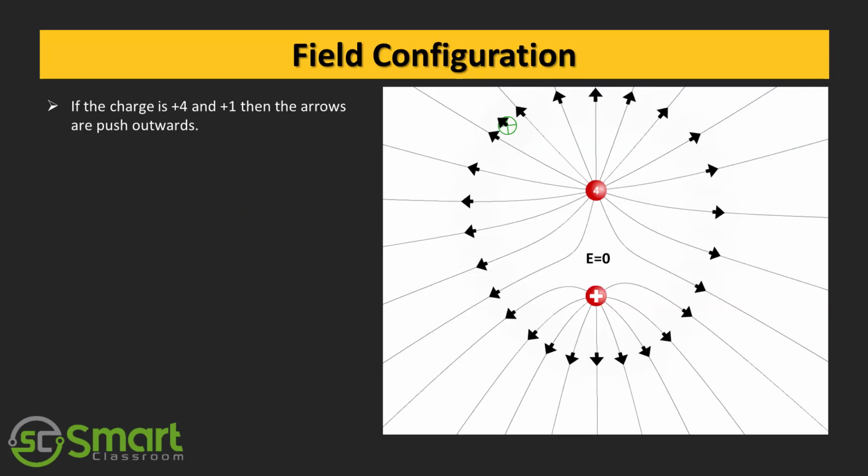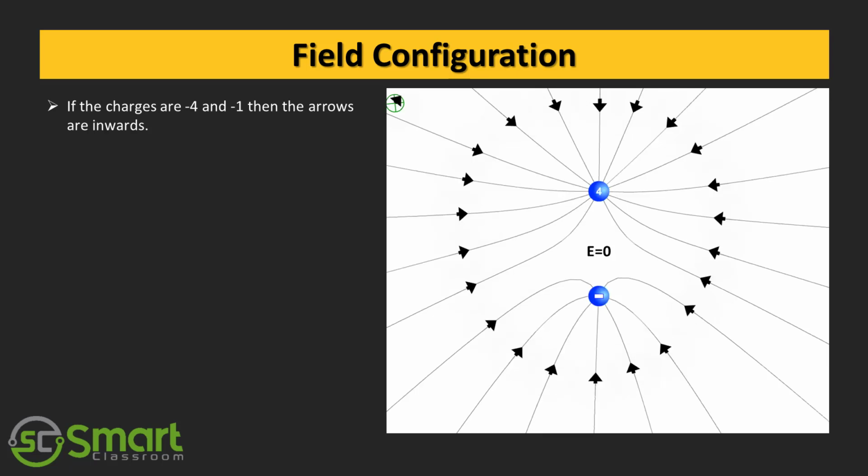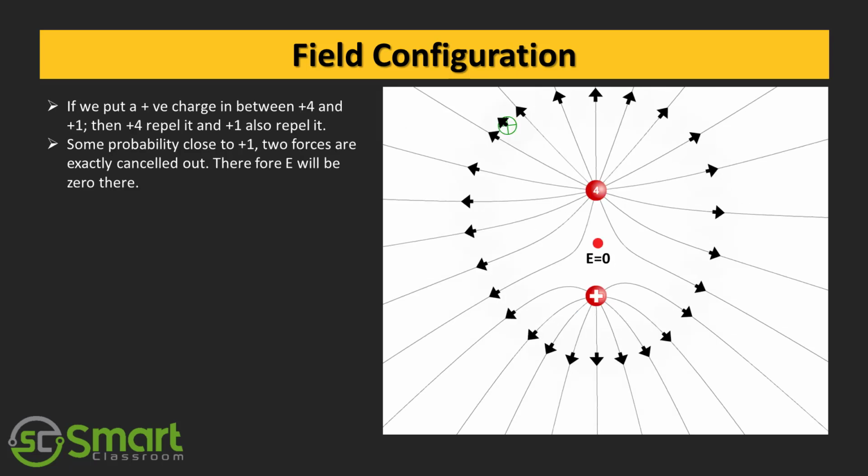Next topic, the field configuration of positive and negative charges. If the charges are plus 4 and plus 1, then the arrows are pushed outward. If the charges are minus 4 and minus 1, then the arrows are inward. If we put a positive charge between plus 4 and plus 1, then plus 4 repels it and plus 1 also repels it. At some point close to plus 1, the two forces exactly cancel out. Therefore, the electric field will be zero there.